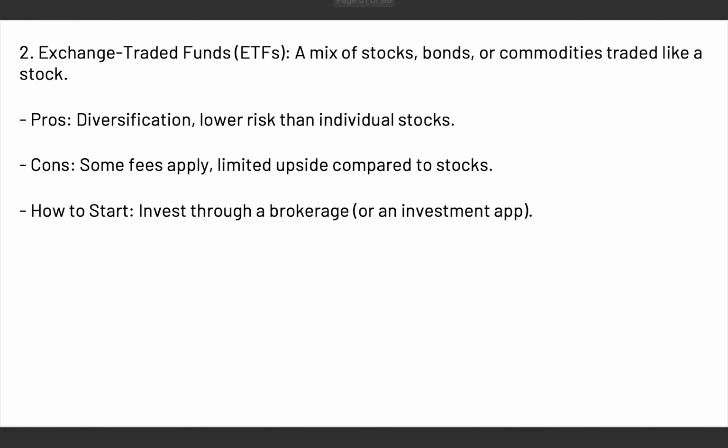Now, the second one will be ETFs, that is exchange traded funds. Now, this is a mix of stocks, bonds, or commodities traded like a stock. So ETF, like I have explained earlier, is a combination of different stocks put together. And then I made mention of the S&P 500. As I said, the S&P 500 contains the top 500 stocks in the US. So if you are investing in that ETF or in that index fund, you are investing your money in the top 500 stocks in the US. That's just the meaning.